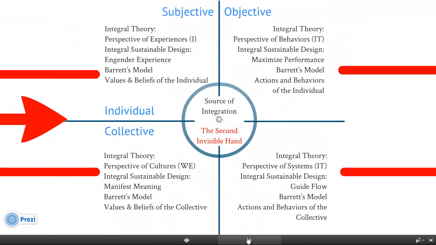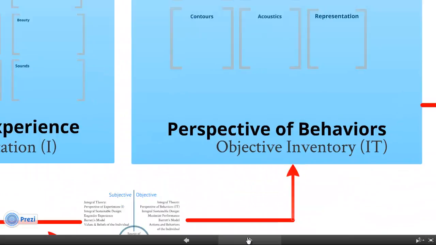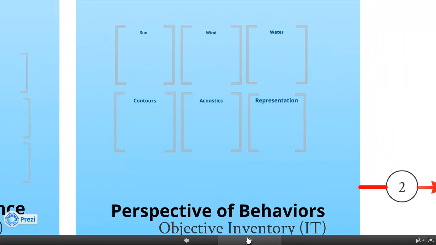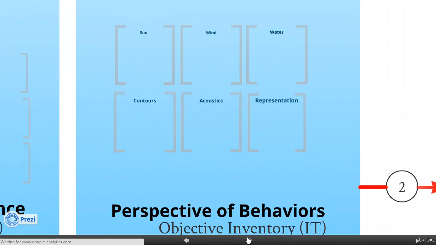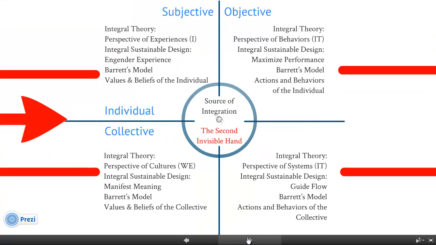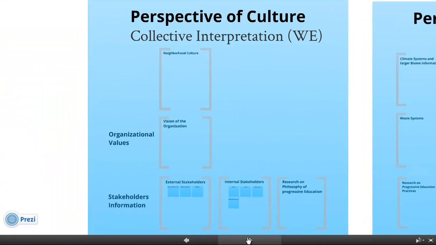And then we're going to talk about maximizing performance, or the perspective of behaviors. And again, very simple, straightforward numbers, acoustics, for example. So how can we measure sound on the site? How can we measure, for example, wind direction at different times and different seasons? And doing that without any kind of interpretation or subjective value. Just the facts, please.